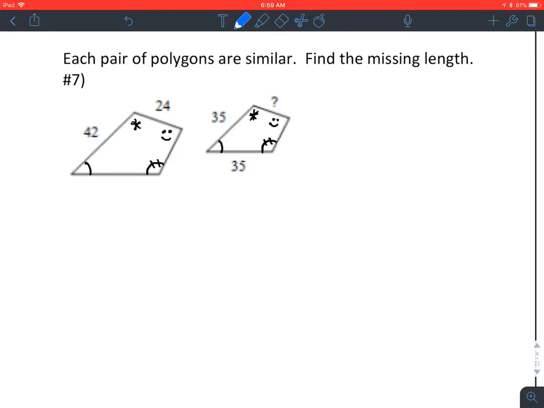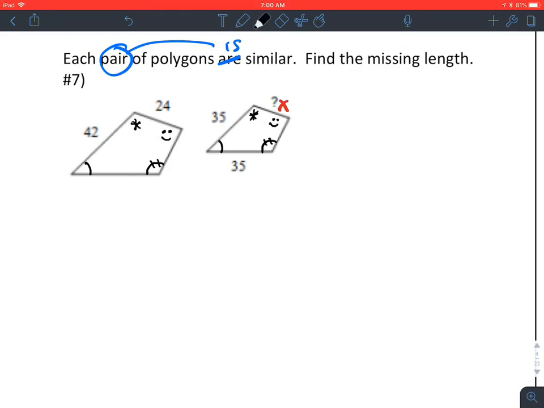Number 7. Each pair of polygons is similar. Excuse this. This should say is, not are. It's one pair, singular, is singular. Each pair of polygons is similar. Find the missing length. Fortunately, these pictures are drawn so that the corresponding parts are in the same positions, because if you look at the angles, corresponding angles are in the same spots. We're trying to find x, well, question mark. I don't like question mark. I'm going to change that to an x.